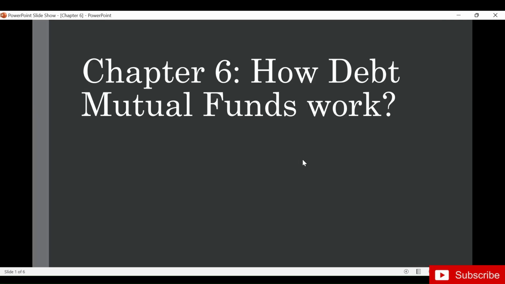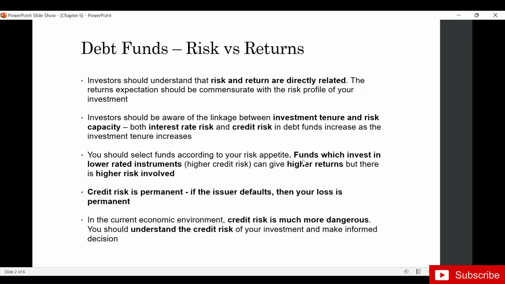In chapter 6, we will talk about how debt mutual funds work. In lesson 1 of chapter 6, we will talk about the risk versus returns in case of debt funds. Investors, before they make any investment, should understand that risk and return are directly proportional. So your return expectations should be commensurate with the risk profile of your investment.